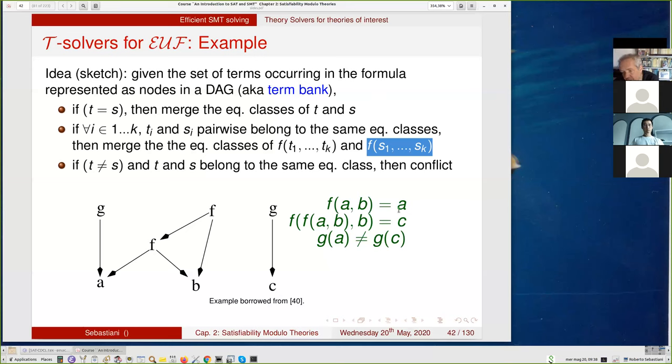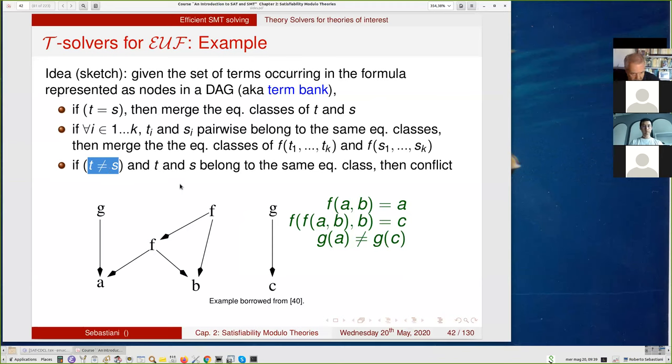When you have finished computing the equivalence classes due to equivalence and congruence, if T is different from S, so you have a negated equality between two terms T and S, and T and S belong to the same equivalence class, then of course this causes a conflict. You check all the negative equalities and see if there are conflicts. But now that you have built the equivalence classes, you can also deduce other atoms.